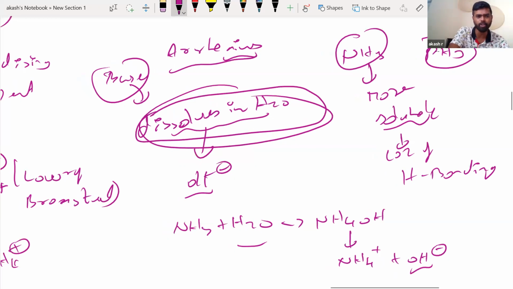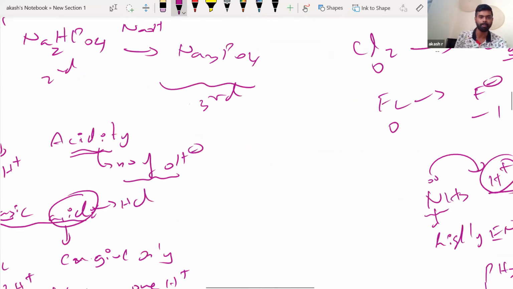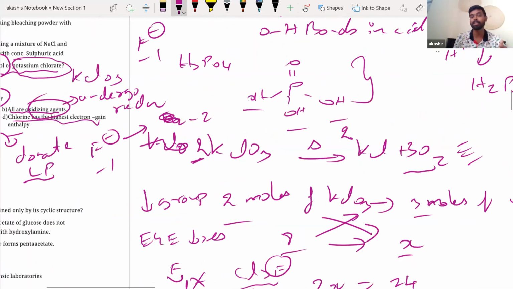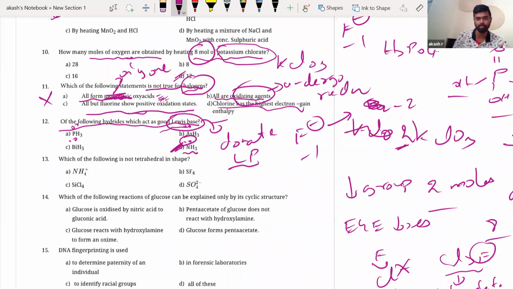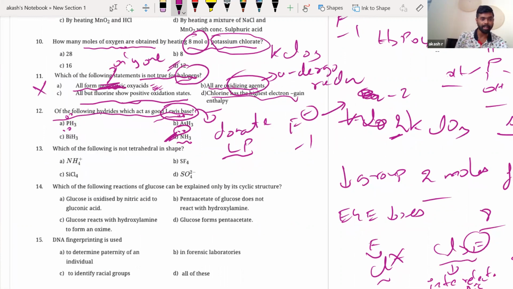So that cannot give me OH minus. Either way you speak, NH3 will be a stronger base compared to all these things. NH3 is more soluble in water because of hydrogen bonding, so easily it can give me OH minus. Very simple. Okay, next: which of the following is not tetrahedral in shape?